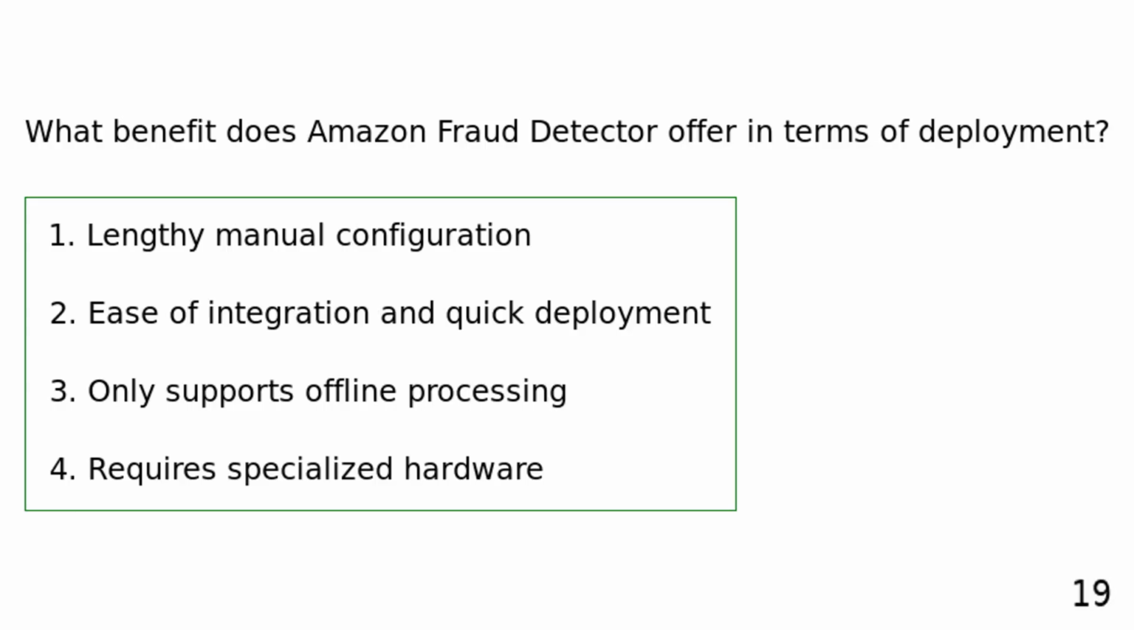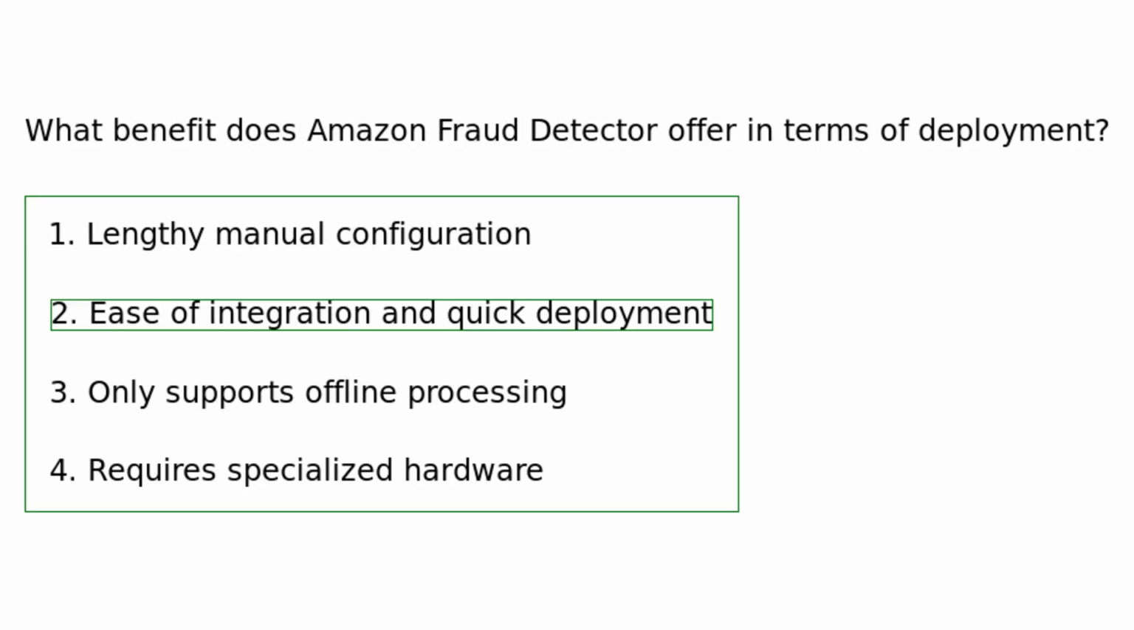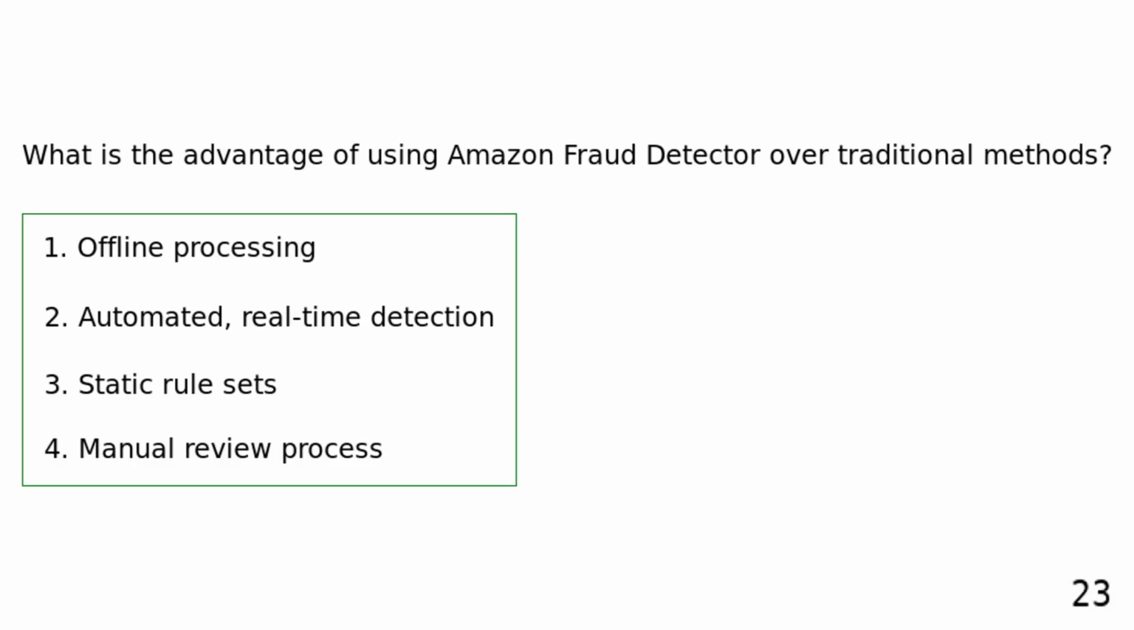Lengthy manual configuration. Ease of integration and quick deployment. Only supports offline processing. Requires specialized hardware. Amazon Fraud Detector offers ease of integration and quick deployment, allowing businesses to implement fraud detection measures rapidly. What is the advantage of using Amazon Fraud Detector over traditional methods?